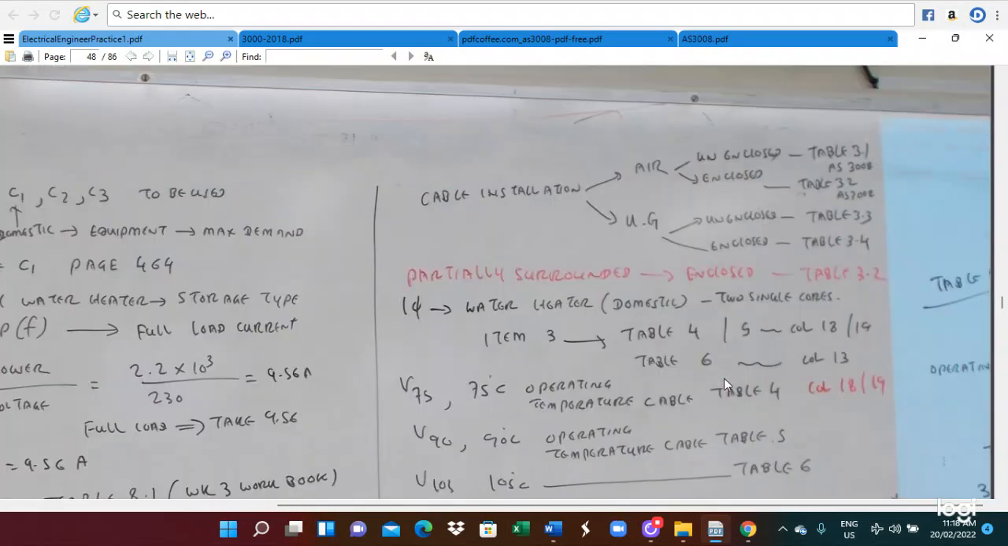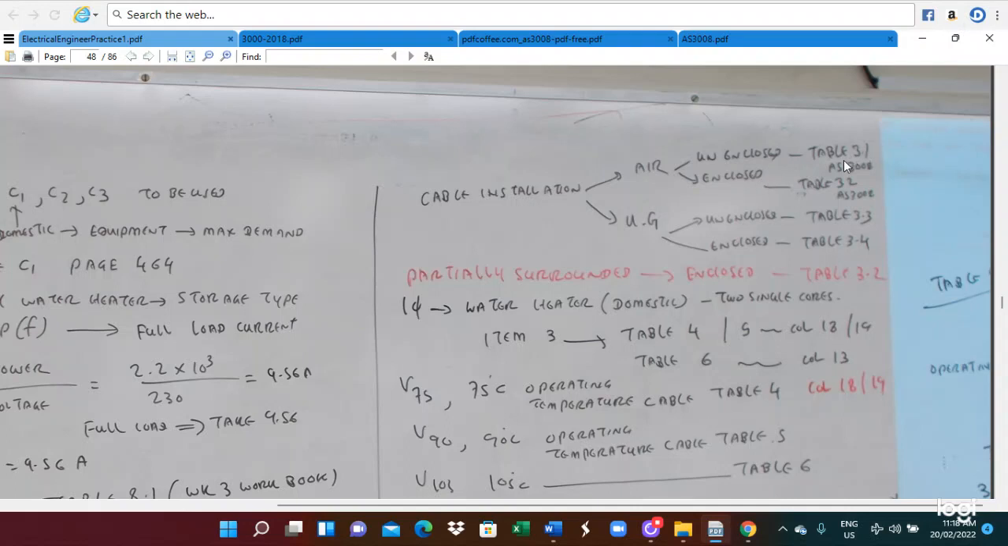There are two kinds of cable installation. We can install the cable in the air, or we can install the cable underground. Cable installed in air can be unenclosed or enclosed. Unenclosed means there is no insulation protection; we just run the cable on the cable tray. Enclosed means we wrap the cable with insulation. Similarly, underground can also be unenclosed or enclosed. Unenclosed underground, we lay the cable directly in the ground. Enclosed means we put it into an underground conduit or wrap the insulation. So there are four kinds of installation in the ES3008.